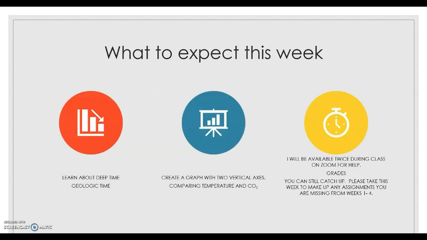So I have a lesson where you can stop, take notes, learn about geologic and deep time. Then you'll create a graph, and in this graph, it's going to have 2 vertical axes. So one axis, that's the y-axis on the left side, would be temperature, and then we'll be able to add an additional axis on the right side for the measurement of carbon dioxide, since they're in 2 different scales.